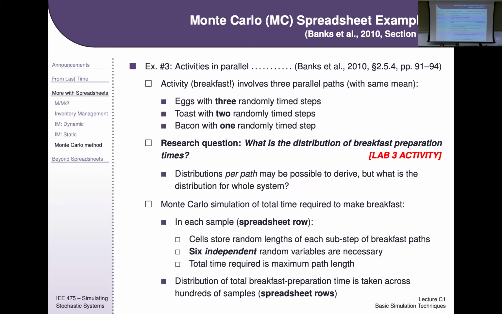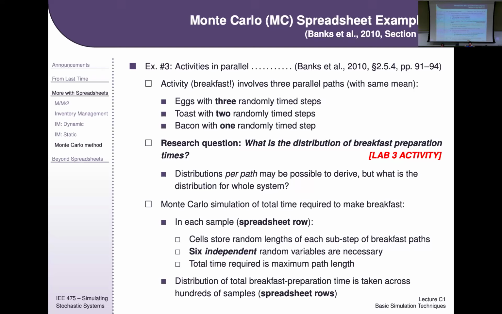Okay. So that's kind of what we're saying here. How are you going to set that up in the lab? Basically, every breakfast is 6 independent variables. 3 for the top, 2 for the middle, 1 for the bottom. You're going to draw those 6 random variables, and then you're going to say, for that breakfast, which activity took the longest? The sum of the 3, the sum of the 2, or the 1? And then you just say, okay, whoever took the longest, that's going to be how long that breakfast took to make. And then you'll flag who took the longest and how long it took.